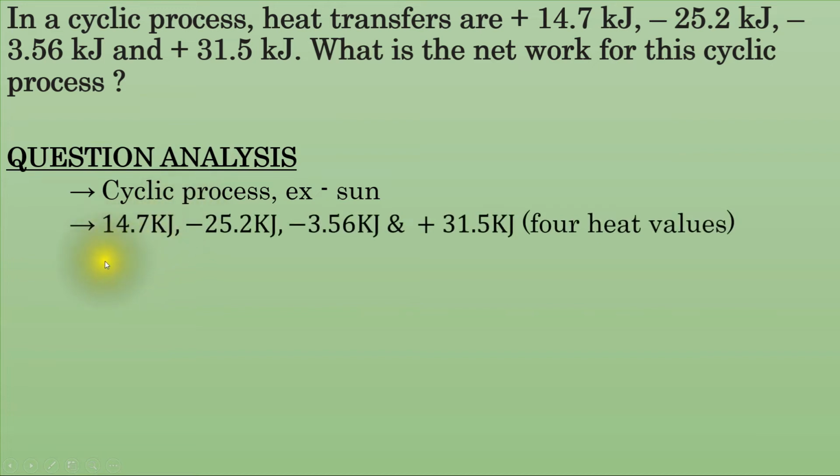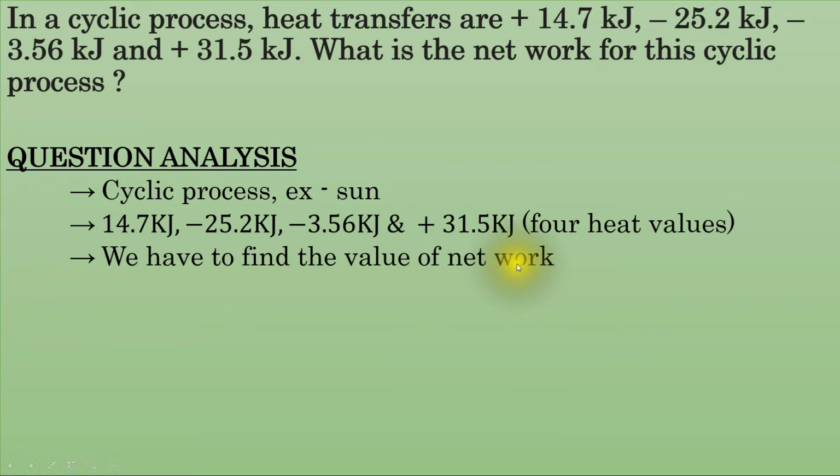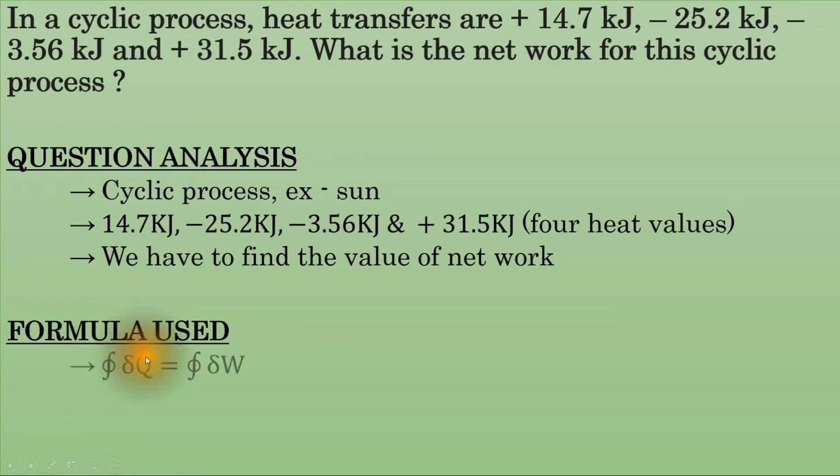Second, in this question, 14.7 kilojoule, minus 25.2 kilojoule, minus 3.56 kilojoule and plus 31.5 kilojoule are four different heat values from four different processes. So in this question, we have to find the value of net work. Now we will look into the formula used for finding the value of net work. The formula is cyclic integral of δQ is equal to cyclic integral of δW, and this is the basic formula for cyclic process.